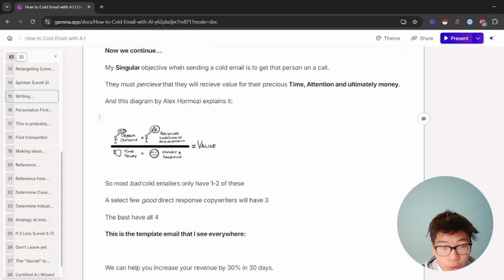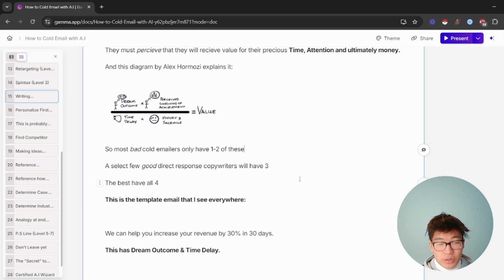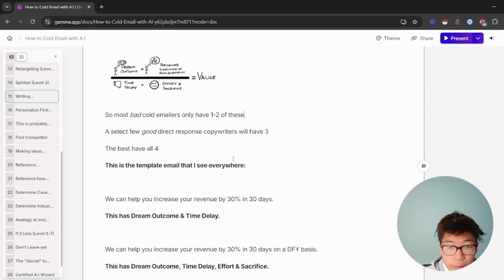You have the dream outcome, you have the perceived likelihood of achievement, you have the time delay, and you have the effort and sacrifice. And this equals value, right? And if you want to get them on a call, the value has to trump their time, attention, and ultimately money. So most bad cold emailers only have 1 to 2. A select few good direct response copywriters will have 3, and the best will have all 4.